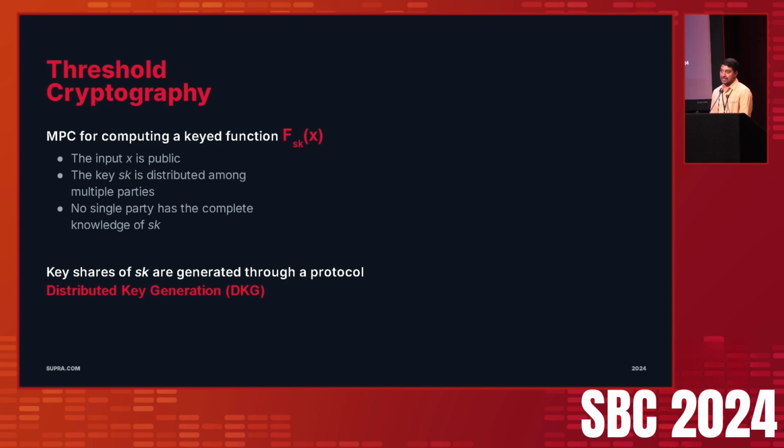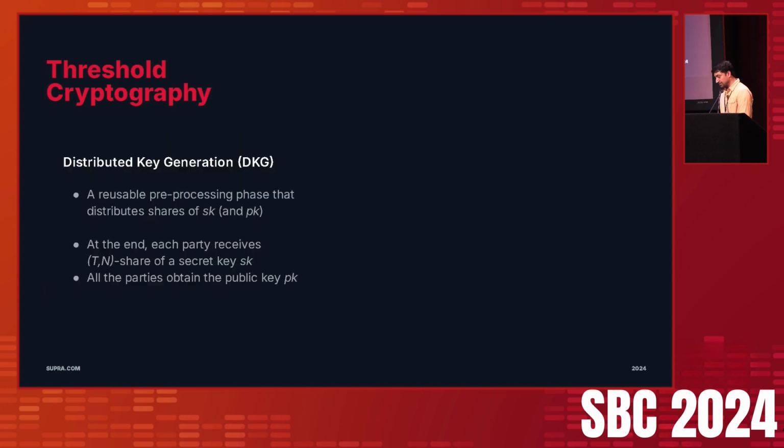So one of the ways of generating the shares of this secret key among the parties is a protocol called distributed key generation protocol. You can think of it as a pre-processing phase of many threshold cryptographic applications. The output of this protocol is secret shares of a certain secret key to each of the parties. And at the end of the protocol, everyone has a private share of the secret key, and they will also know the public key of the whole system.